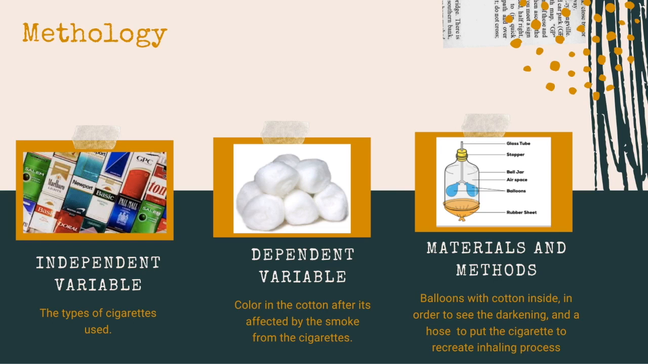First, we identify our variables. Our independent variable was the types of cigarettes used, and our dependent variable was the color in the cotton after it was affected by the smoke from the cigarettes. Now, materials and methods. We used some balloons with cotton inside in order to see the darkening, and a hose where we put the cigarette, and in this way we can recreate the inhaling process.